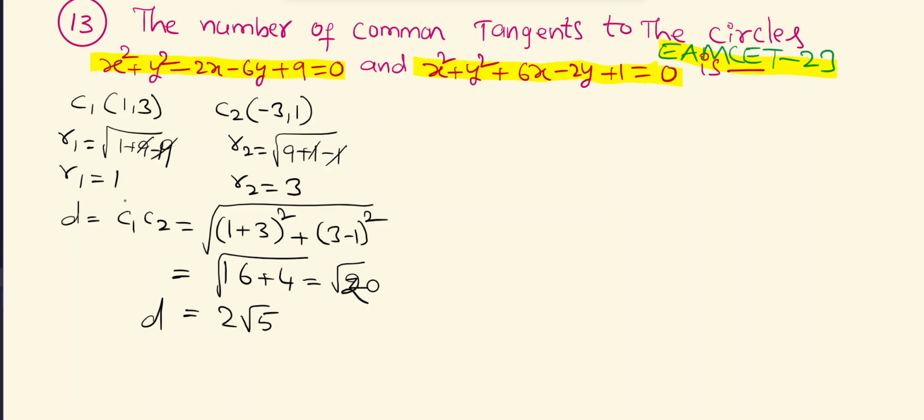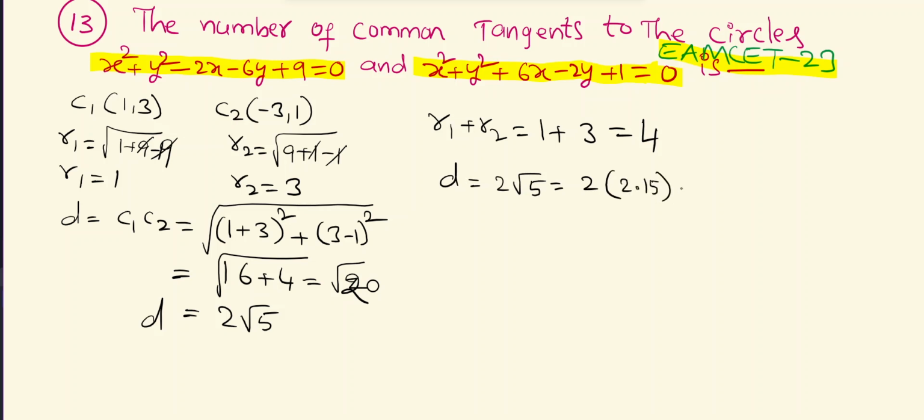So now find the value of R1 plus R2. R1 plus R2 is equal to 1 plus 3, which is equal to 4. Here D value is 2 root 5, which is 2 into root 5, and root 5 is taken as 2.15 nearly, so that is equal to 4.3. Here D, the distance between the centers, is greater than R1 plus R2. That means both the circles do not touch, do not intersect.